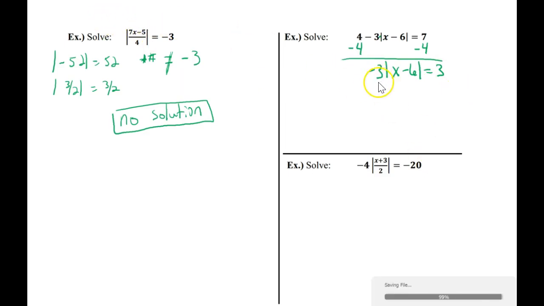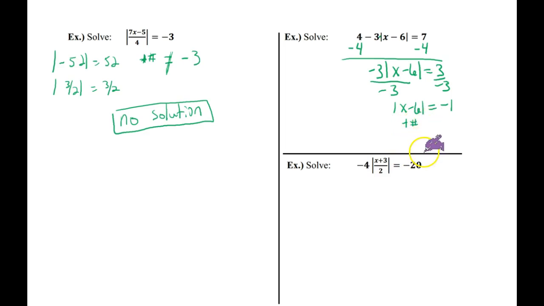So now I want to undo this multiply with division. I'll start by dividing by negative 3, divide by negative 3, and the absolute value of x minus 6 is equal to negative 1. So again, the first step is always isolate the absolute value. Now that I have this absolute value alone, I can see it's equal to a negative number. The left-hand side is always going to produce a positive number, right? The absolute value of anything is going to end up positive. The right-hand side gives me a negative number. These two things can never be equal. There is no solution here.